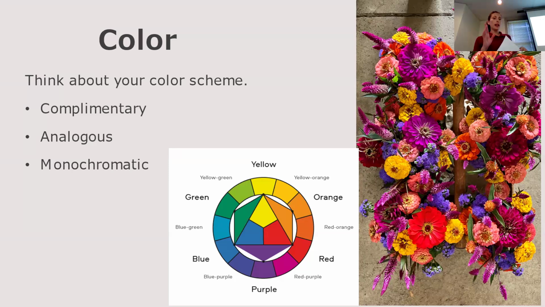And then analogous is colors, like 2 or 3 colors that are next to each other on the color wheel. And monochromatic is all of the same color. So this is one of my favorite color palettes. I guess it would be analogous because it's like the purple, the magenta, some of the red, and then up to yellow and orange. And I just really love this. It's like just hot colors and vibrant. And this is usually one of my favorite late summer color schemes.